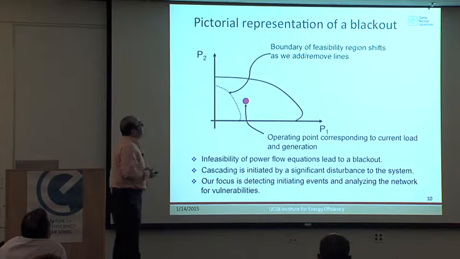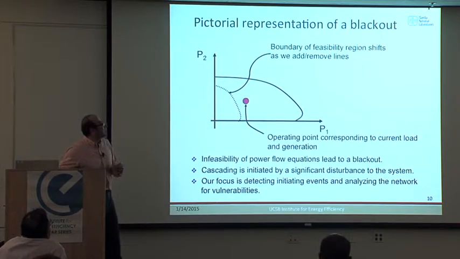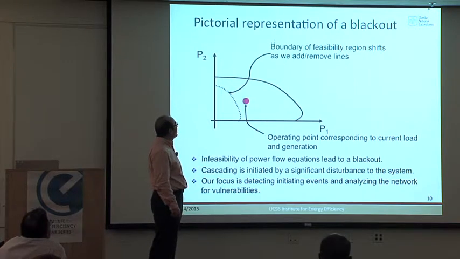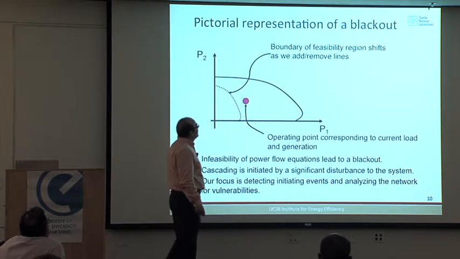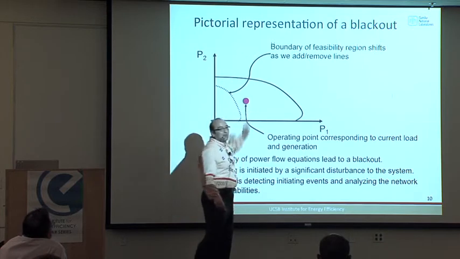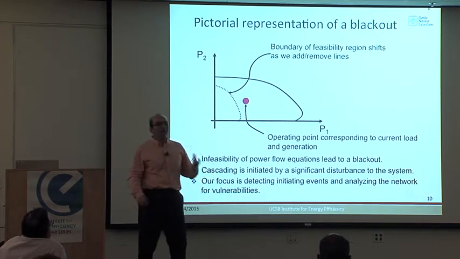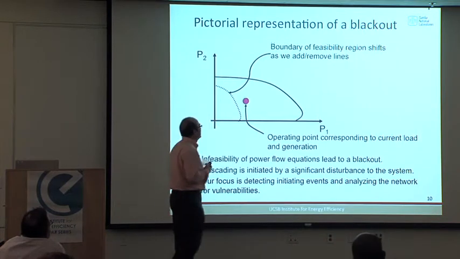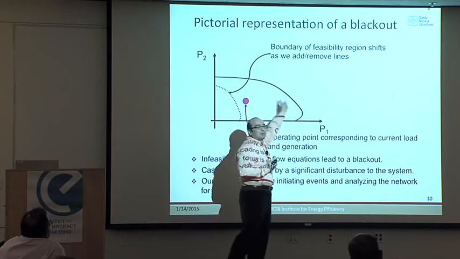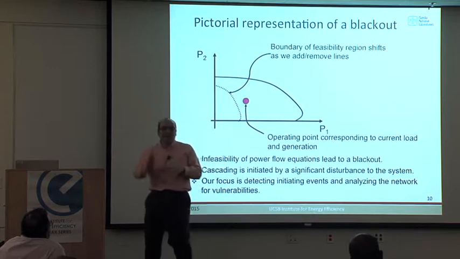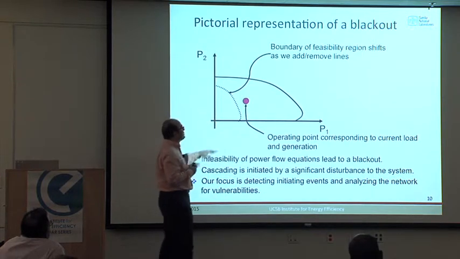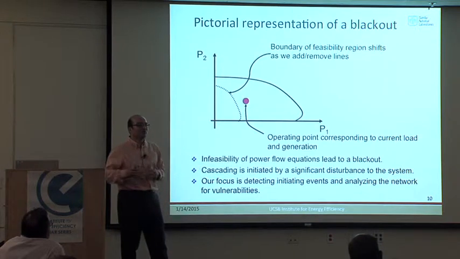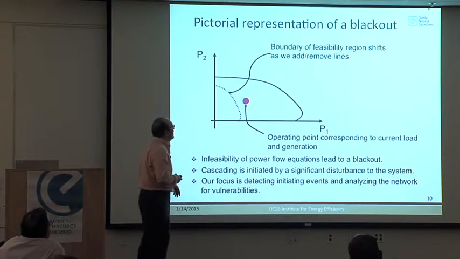Again, without going into the equations, I'll describe the blackout in a pictorial way. This represents the point P, my operating point, how much I'm generating and how much I'm consuming. And this boundary represents my power flow boundary. As long as you're inside that boundary, the power will flow from the generators to the consumers, so everything will be fine.